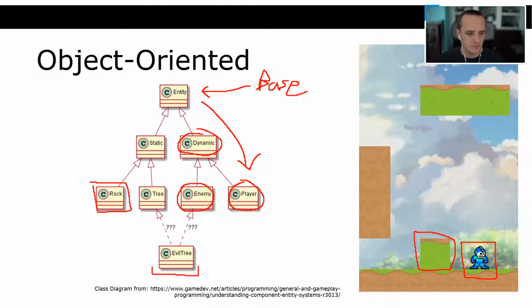And what you're going to end up having is hundreds of different classes. What if, for example, you want to have a skeleton that has a shield or a skeleton that has a sword? Do you have a skeleton sword class and a skeleton shield class? It just gets a little bit cumbersome.